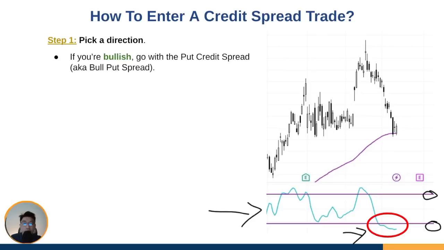Now, one thing to understand again, and I explained this in many of my videos when I talk about the stochastic oscillator, is that this is not some kind of a miracle or magic indicator, right?